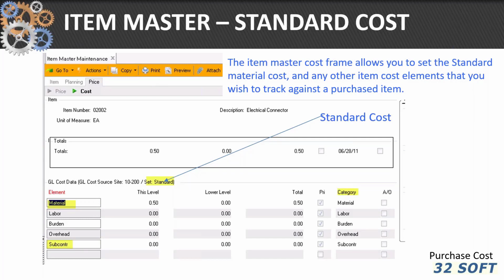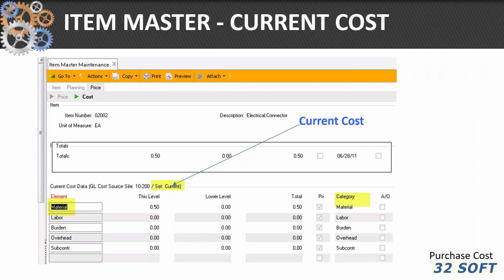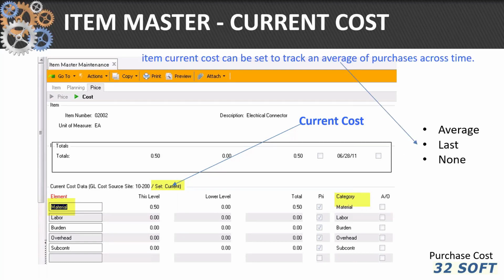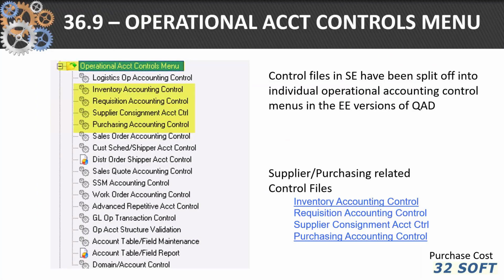We went through that in our cost webinar. And you can also define a current cost. This helps the buyers keep track of how much they're costing the organization over a period of time. You can use average or last, or you can ignore it and use none. But that sometimes is very helpful in establishing the standard cost for the next year.